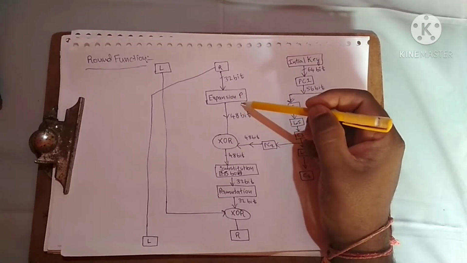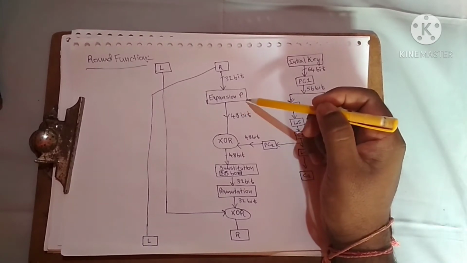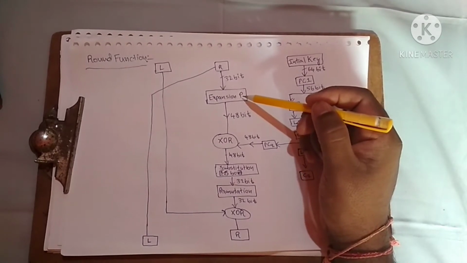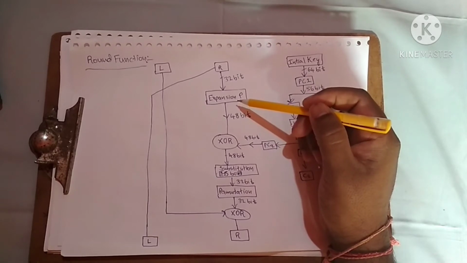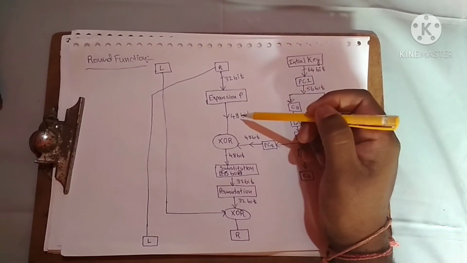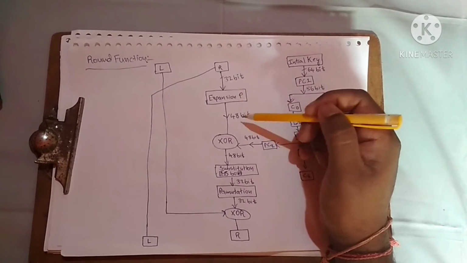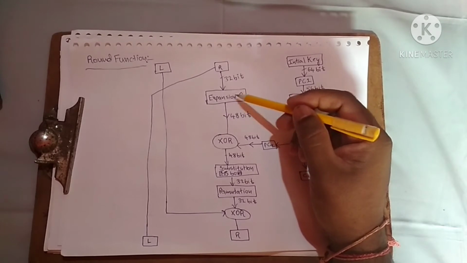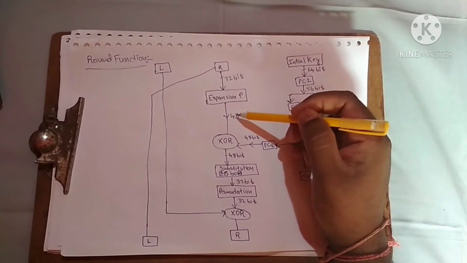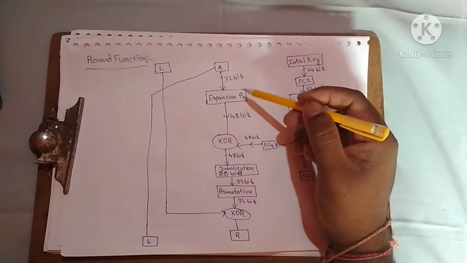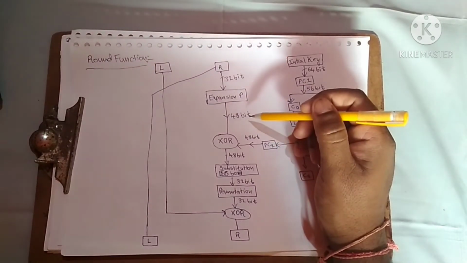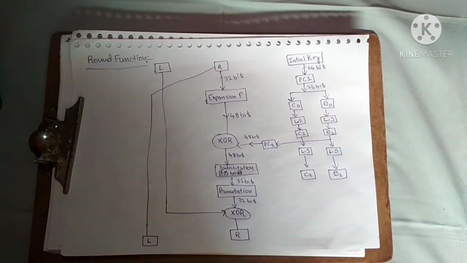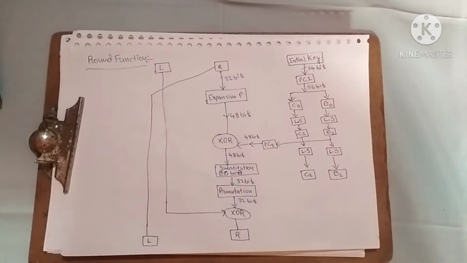This is expansion permutation, expansion P. The name itself says that it will expand the text, expand the bits, 32 bits. This is the output, 48 bits. Expansion permutation is taking input as 32 bit and giving the output as 48 bits. That means 16 bits are added additionally. So the name itself says that this is expansion permutation P.